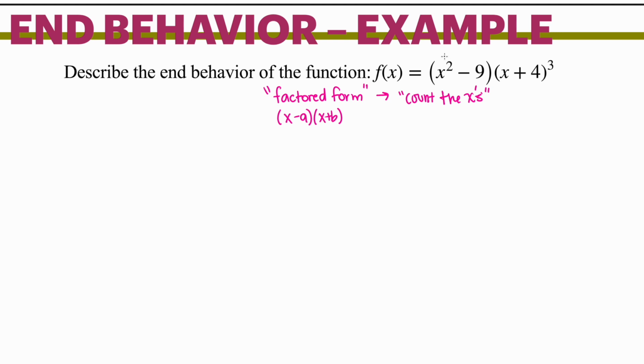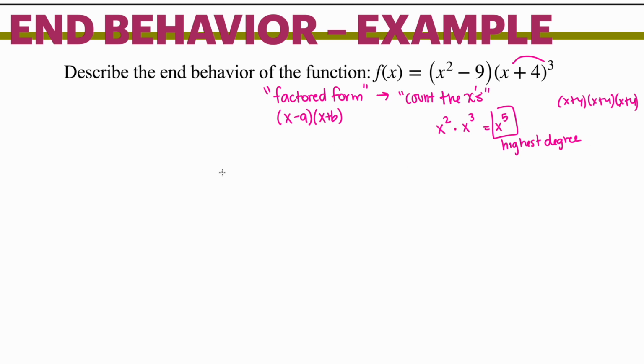So in this case, when we count the x's, we have an x squared here. And then if you distribute, technically you would write this out as x plus 4 times x plus 4 times x plus 4, and you would FOIL. But I do know that eventually, even if you FOILed it, you will still get an x to the third. So we have an x squared in this factored form. We have an x cubed from this factored form, which means I know that the highest degree is an x to the fifth.